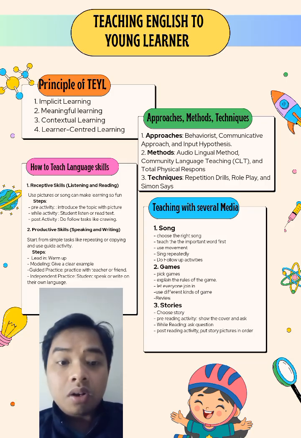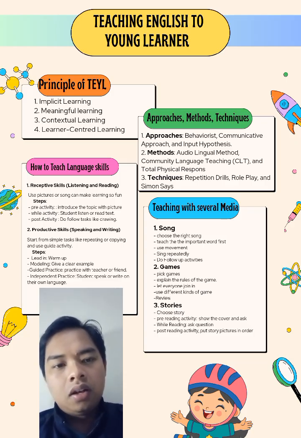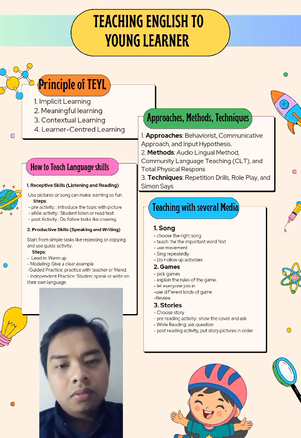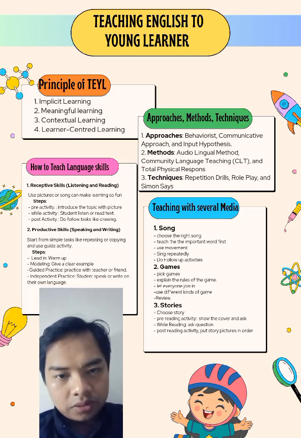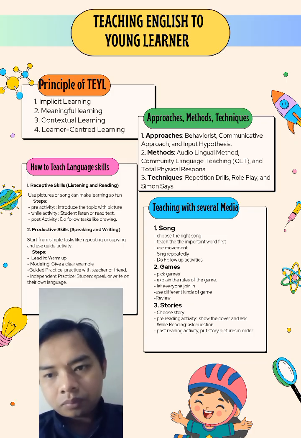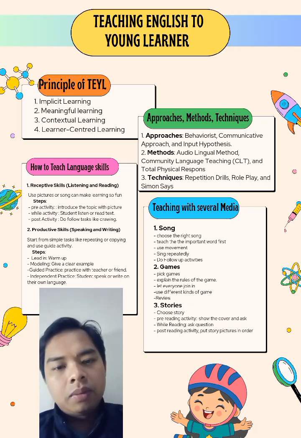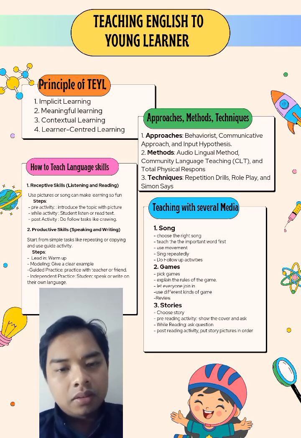The first one is approach. Approach is big ideas about how people learn language. The first one is behaviorist approach. Behaviorist approach is people learn language by copying and repeating. If they repeat it many times, it becomes a habit.